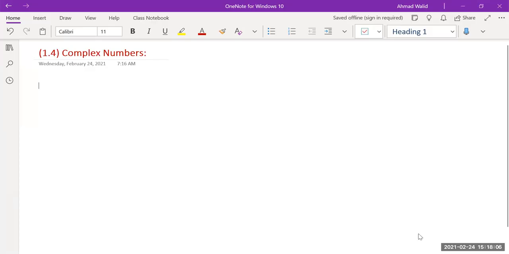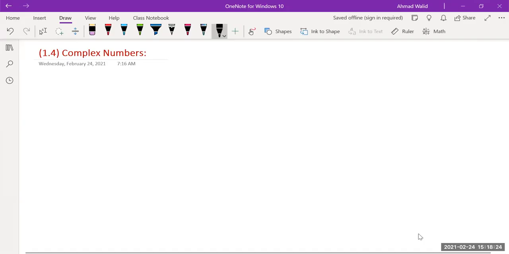Hello all, let's start section 1.4. Section 1.4 is complex numbers. The first thing that I want to discuss with you in this section, let's review a little bit.